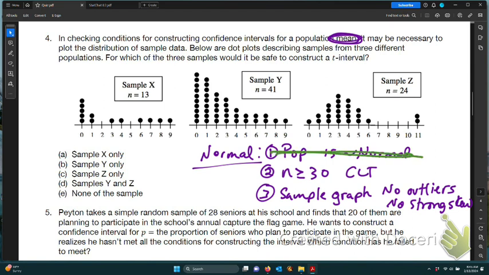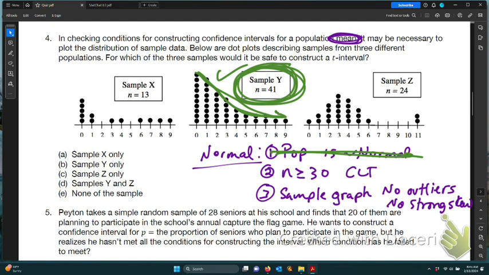I don't know it is, so I can't use that one. So then I go to, well, are any of my sample sizes big enough to qualify? And yes, the middle one was 41. So regardless of the fact that this is a skewed graph, I don't care. I've already checked my box. So sample Y is golden. Does that make sense? Yes.